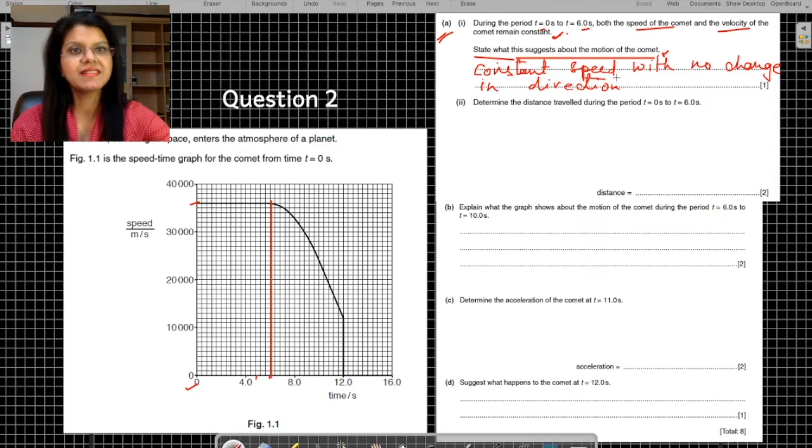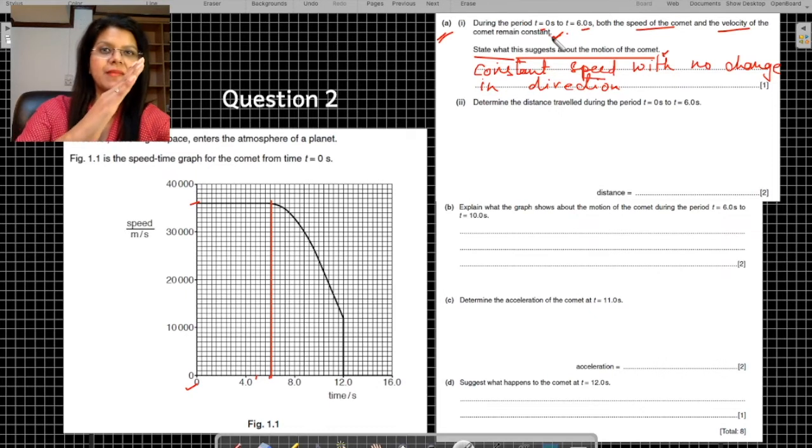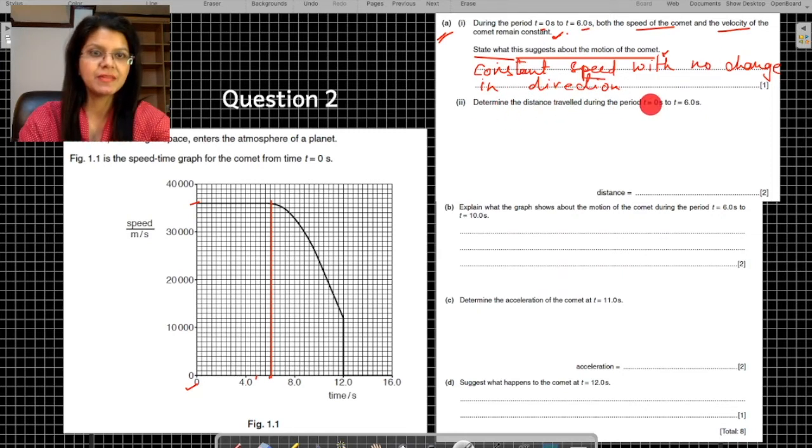But here what they are saying is that the velocity also does not change. When does it happen? That the speed is the same as well, the direction is the same. Constant speed with no change in the direction. Determine the distance traveled during the period.